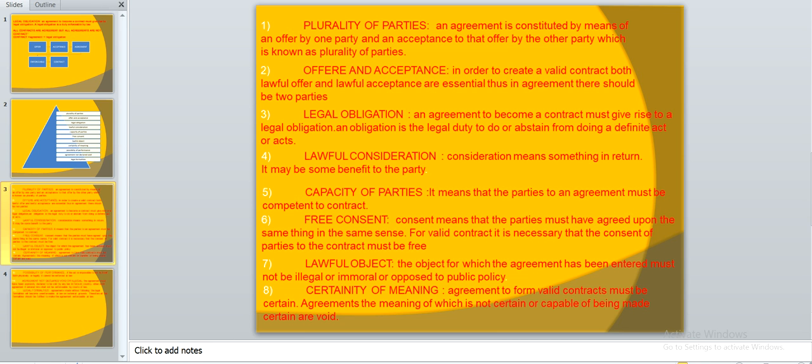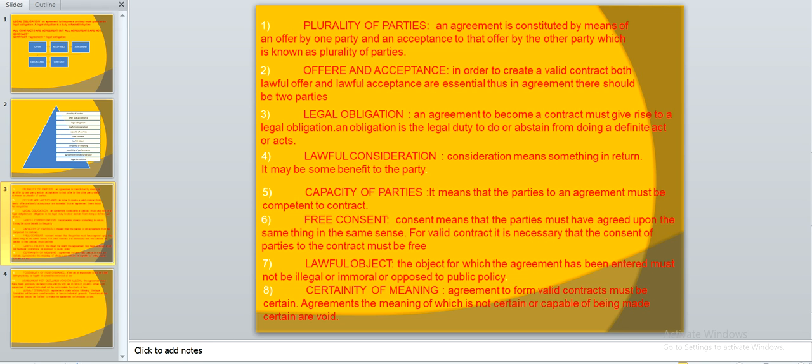An agreement is constituted by means of an offer by one party and acceptance. So we know that for a contract to be called a valid contract, there need to be two persons: one making the offer and the other giving the acceptance. The person who gives an offer is called an offerer, and the person to whom the offer is given is known as an offeree, right?